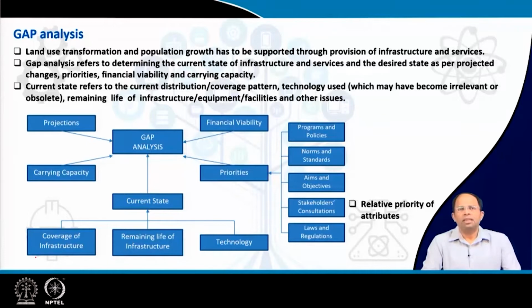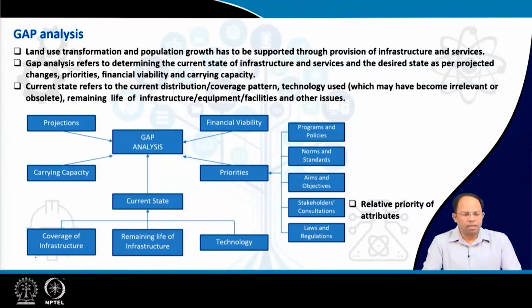So, gap analysis. In urban services or municipal services planning, gap analysis is one of the most important steps. Now, as we have discussed, any kind of land use transformation and population growth has to be supported through provision of infrastructure and services. So, in the last lecture, we have talked about how population and land use growth for an urban area is estimated. But once we have estimated that, then we have to determine what sort of service provision or infrastructure needs to be provided to account for this excess growth, both in terms of land use and population.